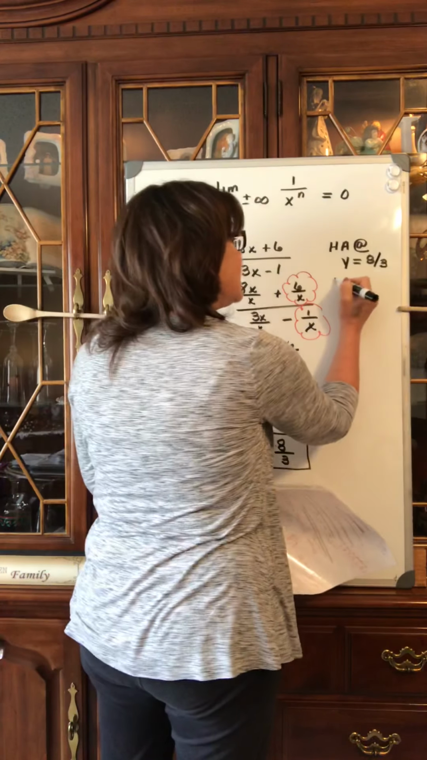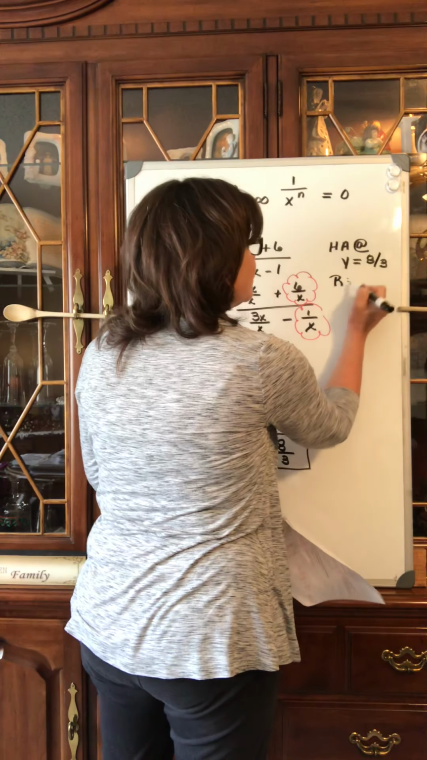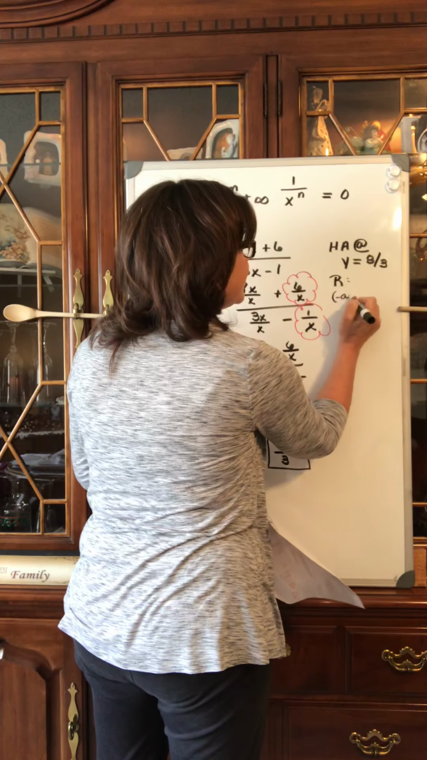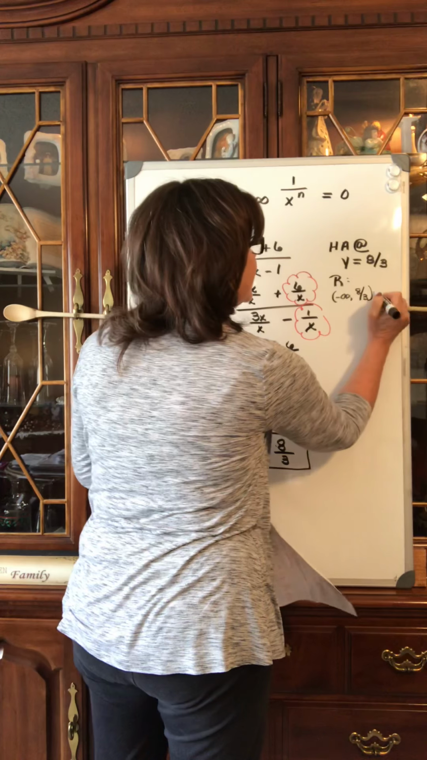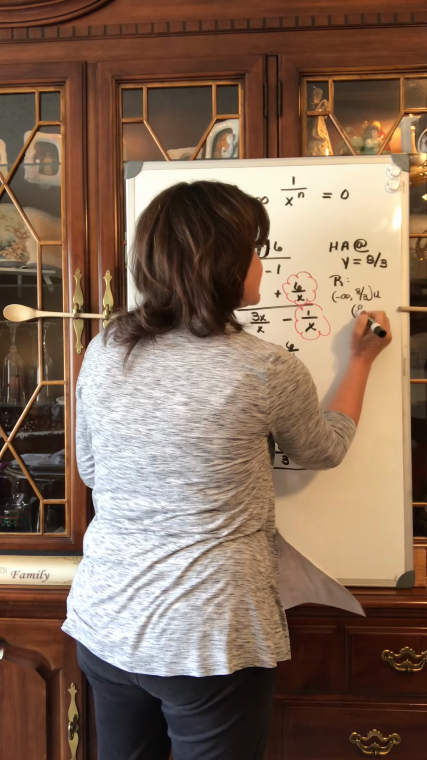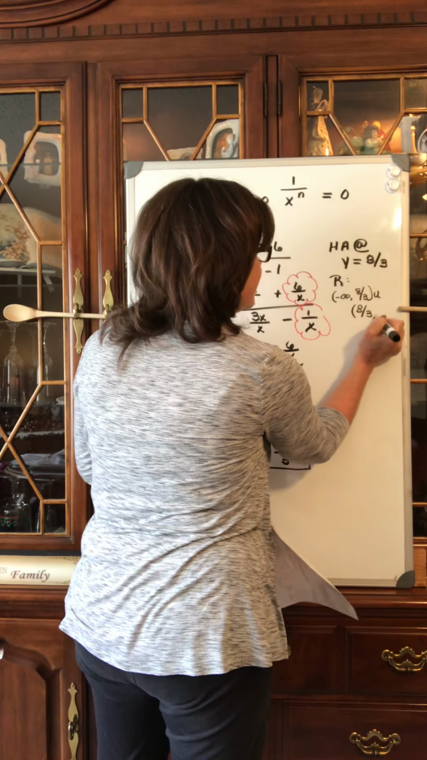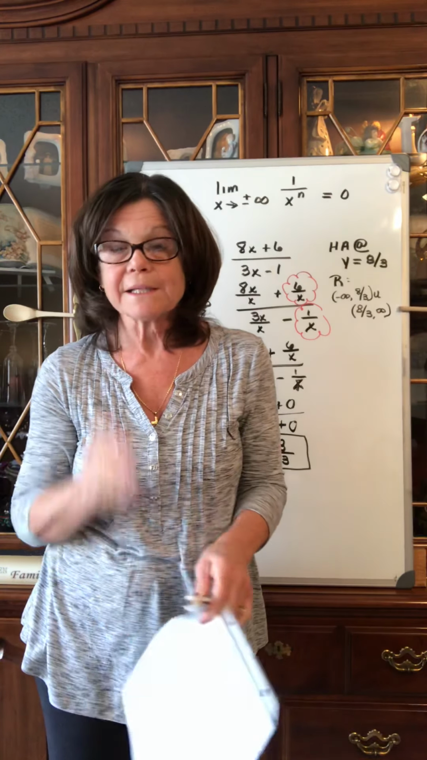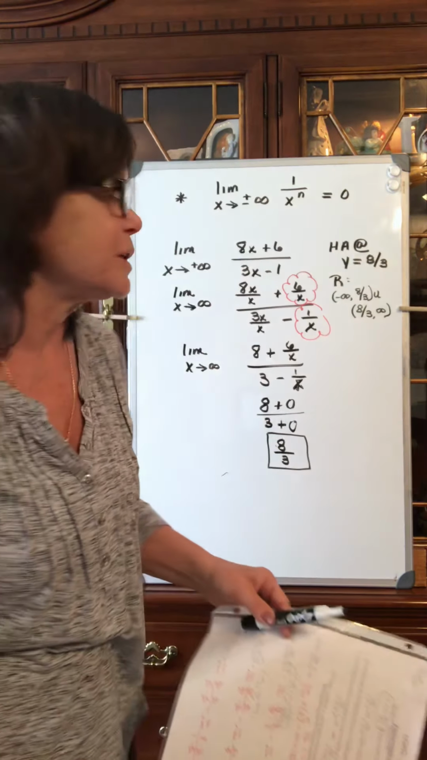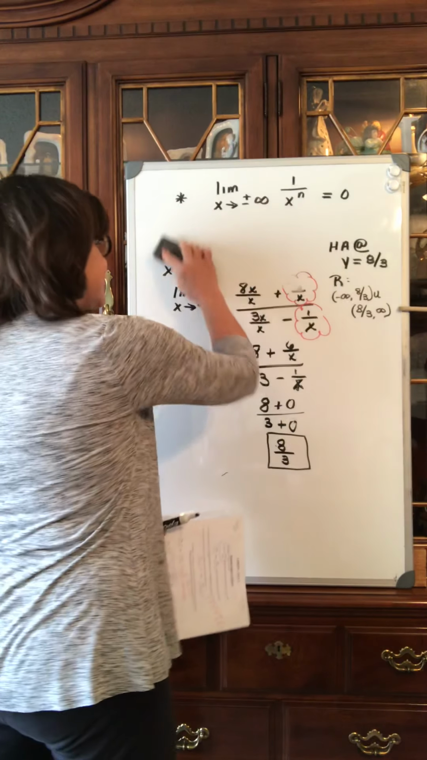Also, the range of this function would be from negative infinity to 8/3, because there would be a horizontal asymptote there, and from 8/3 to positive infinity. So this is another quick way of finding a horizontal asymptote and the range of a rational function. Let's look at the next example.